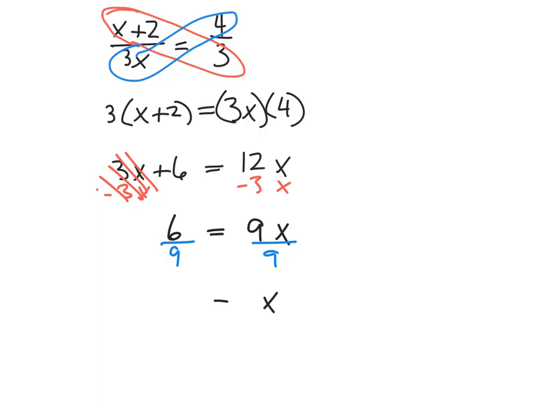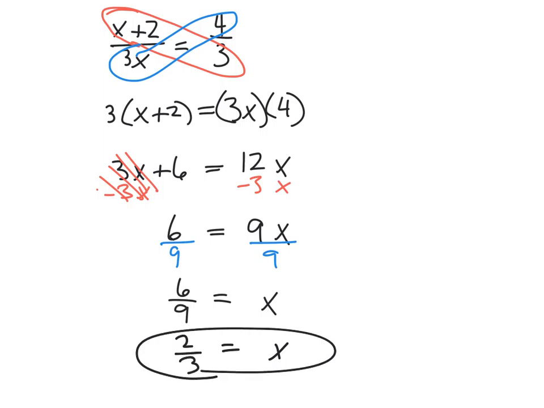That gives us x is equal to 6/9. But you got to notice that that fraction can be reduced. So x is equal to 2/3. Now how the heck did I get 2/3? Well, I divided both the 6 and the 9 by 3. So that gives me x is equal to 2/3.